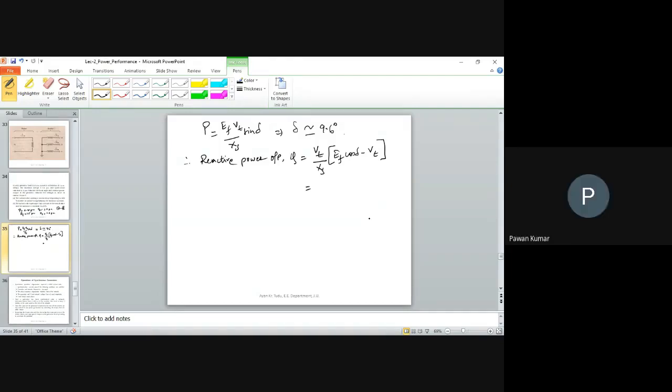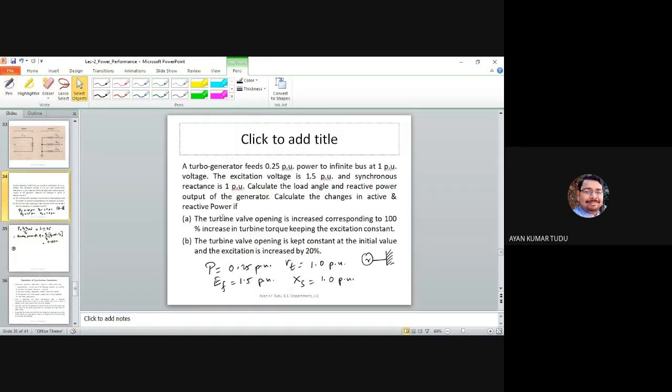Point 0.48 pu. Okay, so this is the per unit value of the reactive power output. Now let us go back to our previous question. First we'll be talking about A, and then we will be solving the B portion. So what is the question that has been asked?